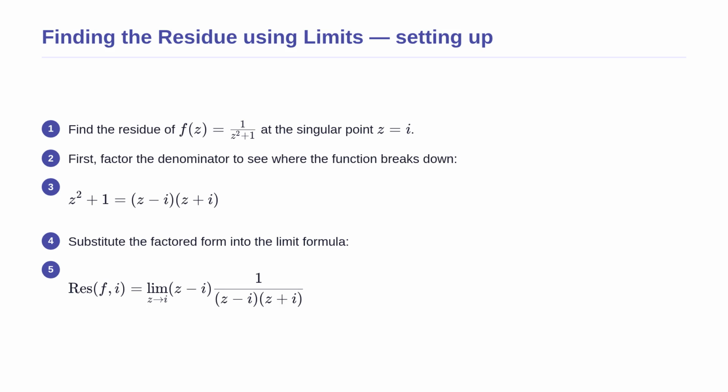Let us apply this shortcut to a new problem. We want to find the residue of the function 1 over z squared plus 1, specifically at the singular point z equals I. We first need to factor the denominator to clearly see where the function breaks down. Using the rules of complex numbers, z squared plus 1 factors into z minus I times z plus I. We then substitute the fully factored function into the limit formula. Notice how we multiply the whole thing by z minus I to target the specific pole we are interested in.